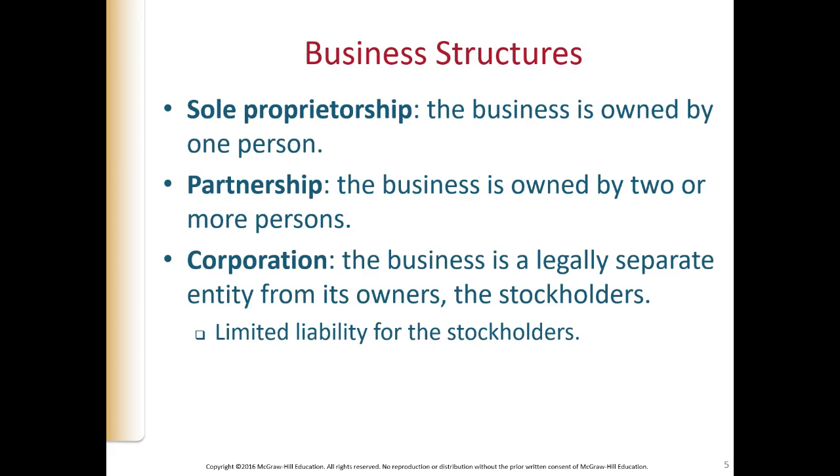There are various business structures one can operate under. The simplest one is the sole proprietorship. This is a business owned by one person. It's a non-incorporated business owned by one person. A partnership is a non-incorporated business owned by at least two people. You could have thousands of partners, but you have to have at least two owners here. A corporation is a separate legal entity from its owners, the stockholders. A lot of people will decide to form the business as a corporation because of the limited liability it provides for the stockholders.